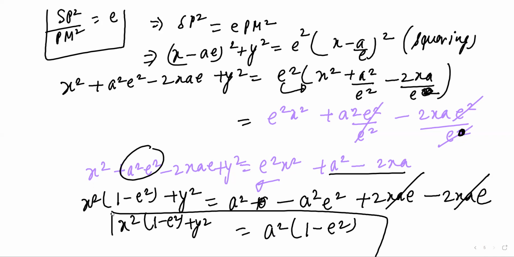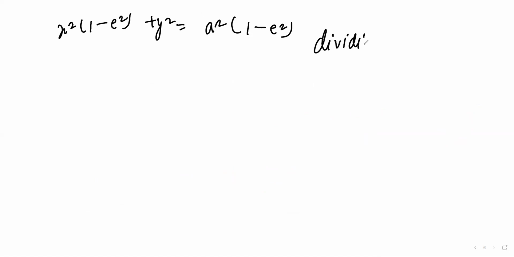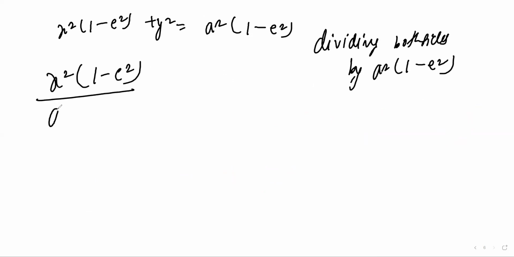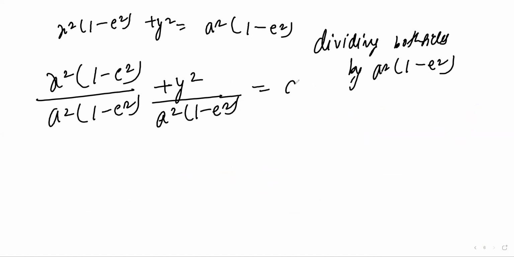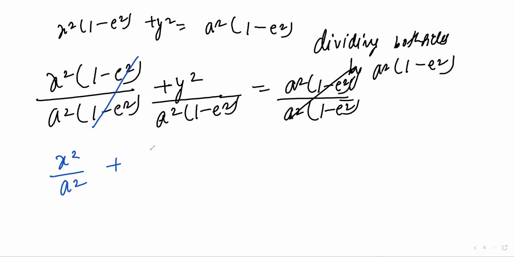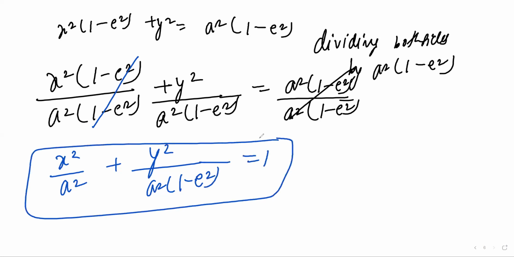So see here, after dividing both sides by a², what do we get? So remaining is x²(1 − e²) + y² equal to a²(1 − e²). Dividing both sides by a²(1 − e²), we get x²(1 − e²) divided by a²(1 − e²), plus y² upon a²(1 − e²), is equal to, and this will get cancelled because the terms are the same. Remaining is x²/a² + y²/(a²(1 − e²)) is equal to 1, right?